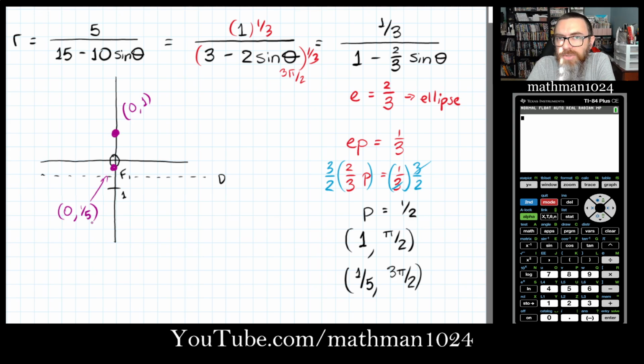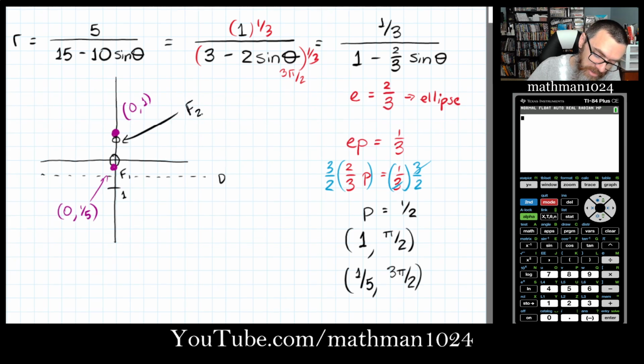And those should be the endpoints for the major axis, right? Because we said that the major axis is going to be perpendicular to the directrix when we're talking about an ellipse. Okay, so that means the distance between the focus and this point is 1/5, which means the distance between this point right here and this other focus is also going to be 1/5. So that means that my second focus is going to be the ordered pair 0, 4/5.